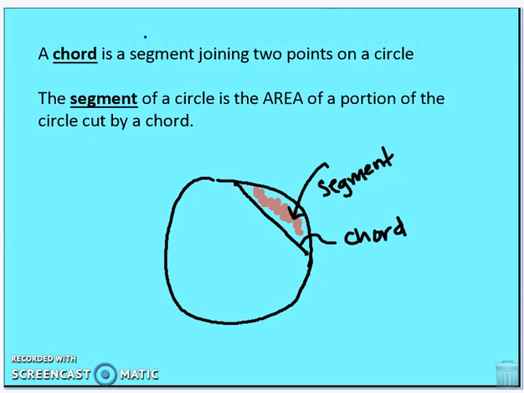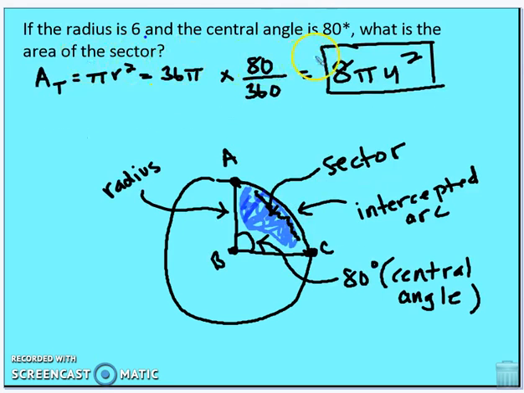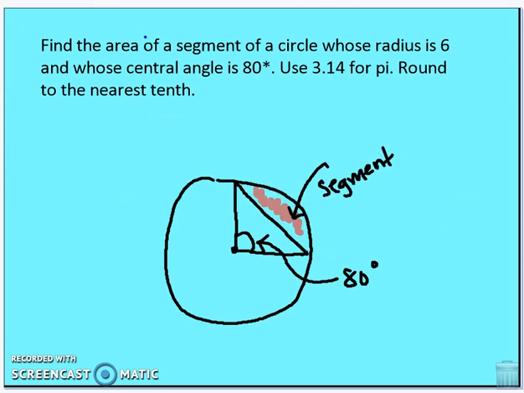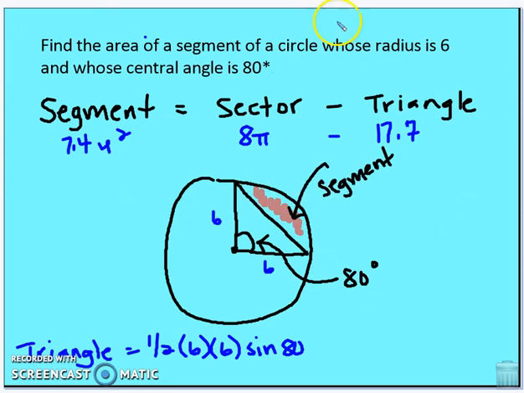Right, so if we recall, we go back to our sector value, 8 pi units squared, and the definition of a segment. We figure out the area of the triangle using the formula for the area of a triangle, 1/2 side length times side length times the sine of the included angle, which leaves us with 17.7. Subtracting that from 8 pi leaves us with 7.4 units squared, and that's the area of the segment.